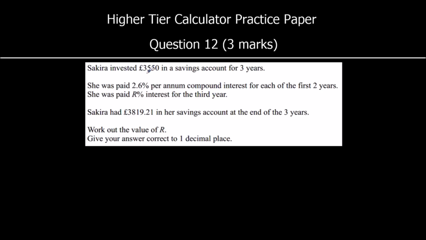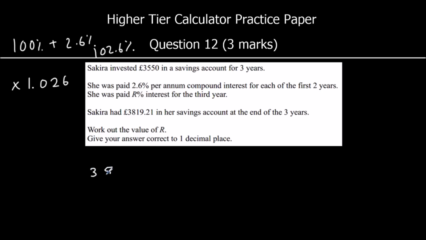So to add on 2.6%, we times by 1.026. So it's 100% plus 2.6%. So at the end of each year, you get 102.6%. So to calculate 102.6%, you multiply by that as a decimal.